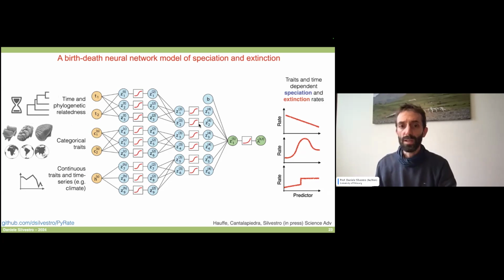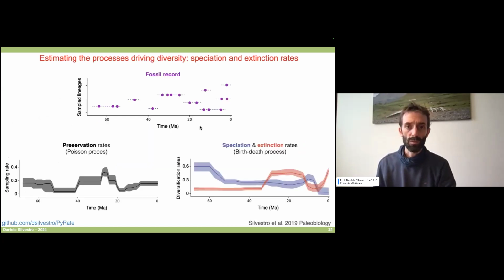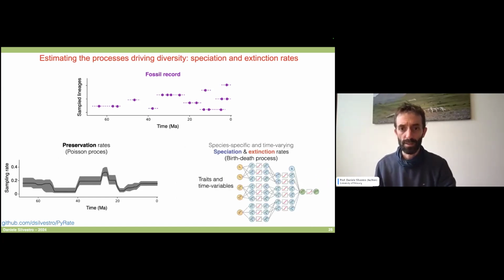This model will feed directly into the same framework that we've seen before. So before, in a standard PyRate model, we have the fossil record, of which we calculate the likelihood based on a preservation process and a speciation extinction process. Here, we basically replace this birth-death process with a birth-death process where the rates are modulated by a neural network.